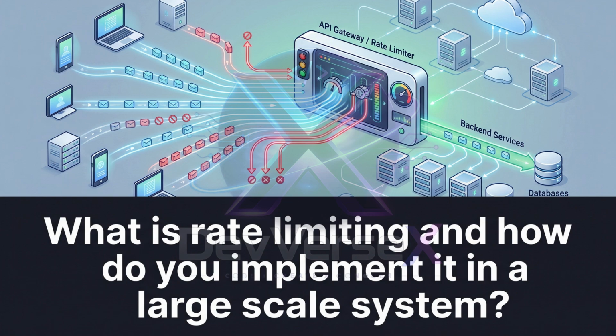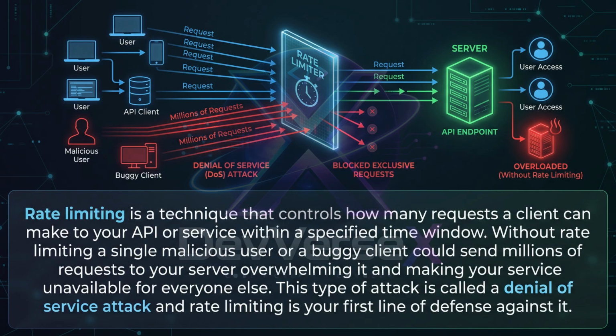What is rate limiting and how do you implement it in a large-scale system? Rate limiting is a technique that controls how many requests a client can make to your API or service within a specified time window. Without rate limiting, a single malicious user or a buggy client could send millions of requests to your server, overwhelming it and making your service unavailable for everyone else.